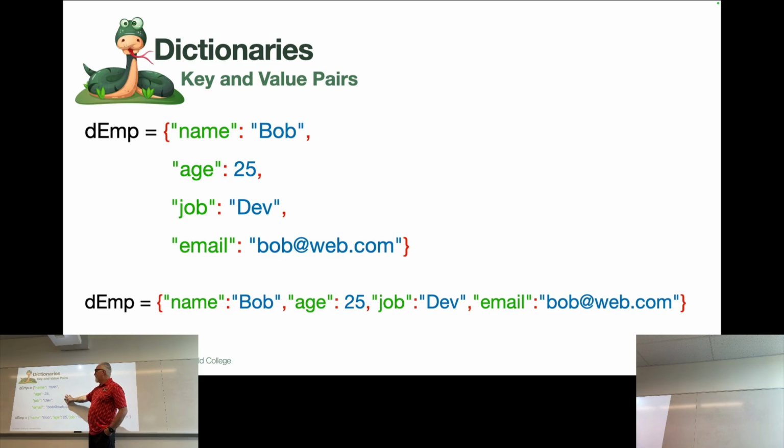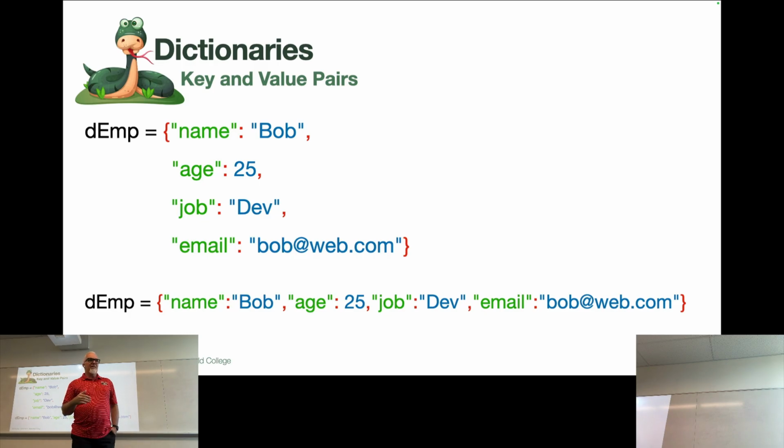Instead, we refer to the index type of a dictionary as key indexing, meaning instead of 0, 1, 2, 3, we actually use labels for each piece of data in that dictionary. So this dictionary has 4 pieces of data or 4 items in it. We have a string, an integer, a string, and another string. The keys for each of those values are name, age, job, and email.